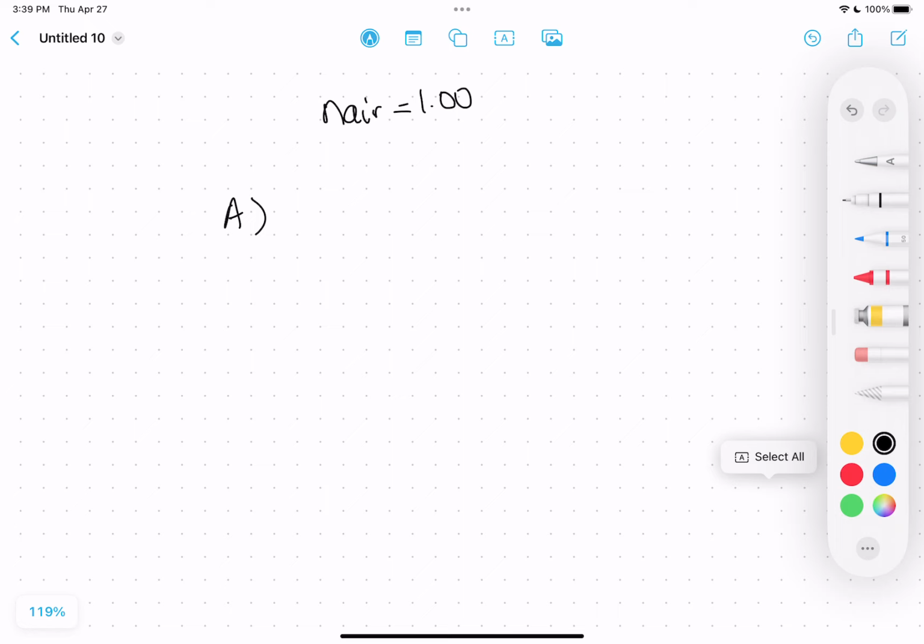So in this case, whatever we get for this angle right here is going to be the same one here. And so that's going to be our incident angle between oil and water, and then we use that angle to figure this one out here.